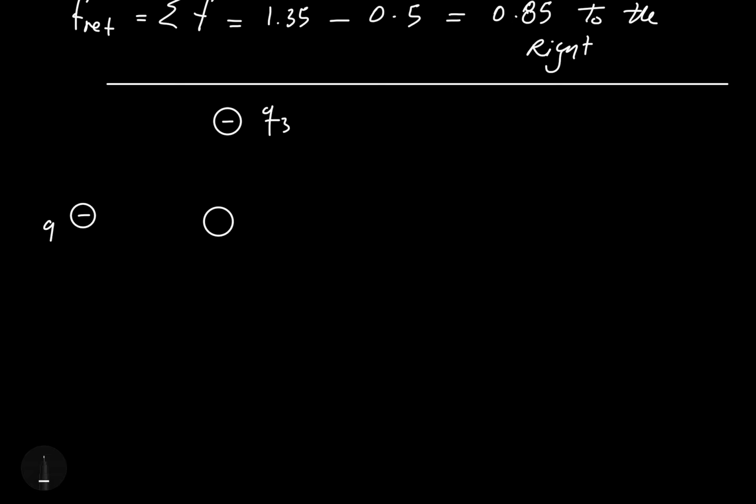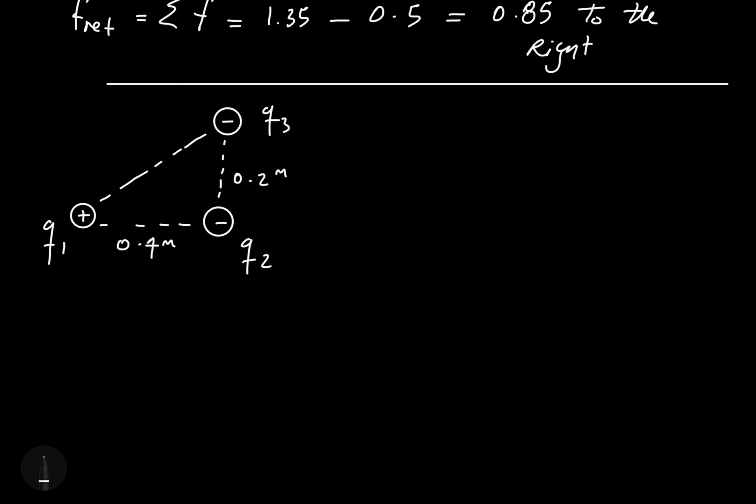This is Q3. Let's say this is Q1. Let's say Q1 is actually positive and Q2 is also negative. So these 3 charges are located at the vertices of a right angle triangle. And the dimensions of the triangle are as follows. This side is 0.4 meters and this side is 0.2 meters.